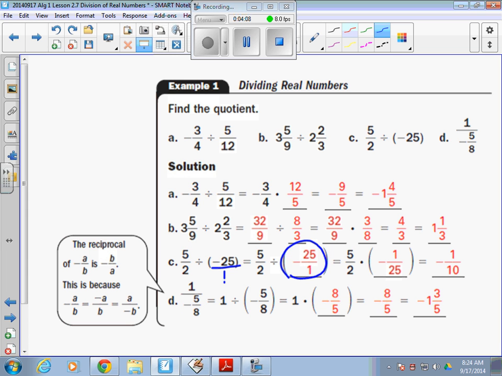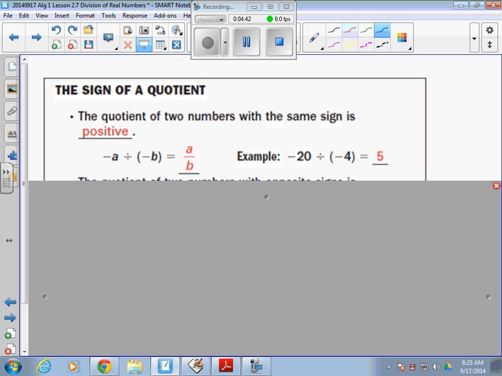And then the last one, 1 divided by -5 over 8. Remember, in order to divide fractions, you multiply by the reciprocal. So division becomes multiplication, and -5 over 8 becomes -8 over 5. So 1 times -8 over 5, if you multiply straight across, it becomes -8 over 5, which simplifies back to the mixed number, -1 and 3/5.